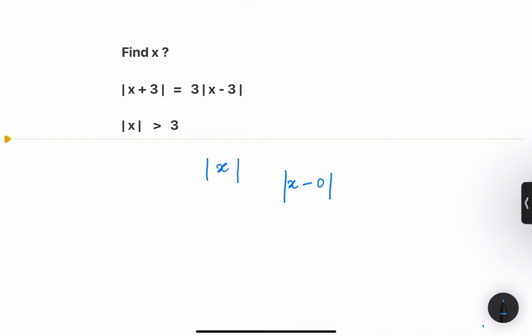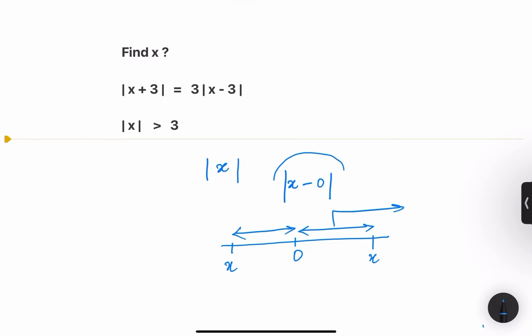So basically this is the distance of x from 0 on a number line. We can represent this as, let's say here is our 0 and x is somewhere, it can be either this side or this side. So the distance of x from 0 is our modulus, and because distance is always taken as a scalar quantity, that is, without any signs, the value of modulus will always be positive.